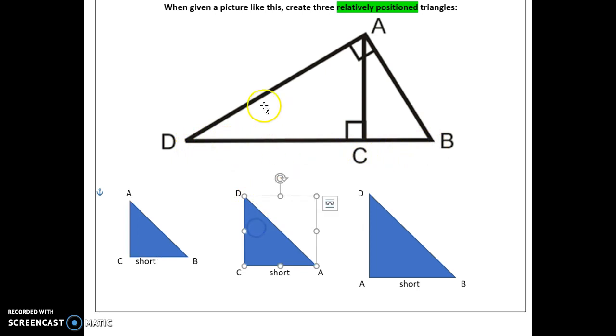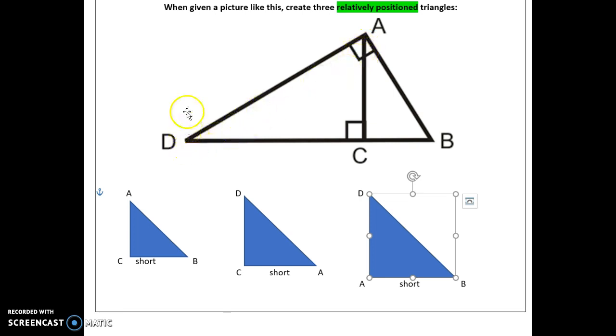In order to take your medium triangle, which is right here, and relatively position it, we have to take this and basically rotate it so that this comes up. We rotate it clockwise so that the D comes up, and therefore the C is still the right angle. The D becomes the height. Also, the short side of the medium triangle is always the one that comes up through the shape kind of in the middle.